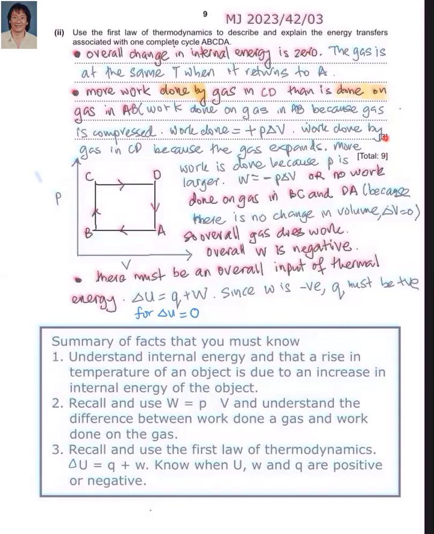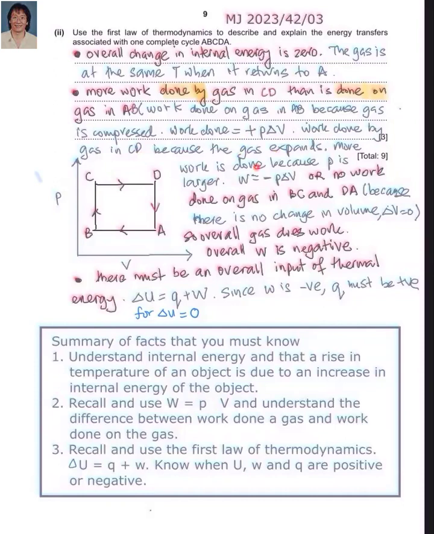The second mark comes from more work is done by the gas in CD than is done on the gas in AB. This means the work done on the gas in AB is numerically less than the work done by the gas from C to D. From C to D, work is done by the gas because the gas expands. From A to B, work is done on the gas because the gas contracts. Work done on gas in AB because gas is compressed. Work done equals positive P times delta V. Work done by gas in CD because the gas expands.